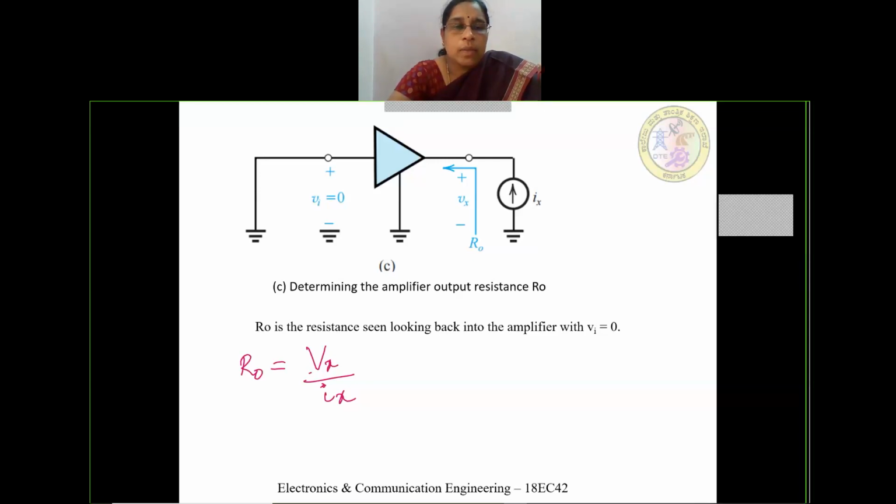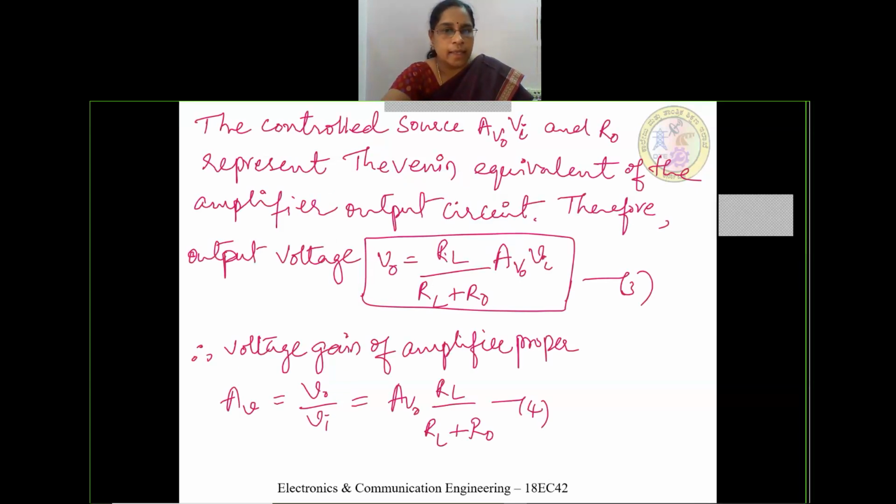So R naught is the resistance which is observed by looking back into the amplifier by setting Vi equal to 0. Therefore, we have a general definition: R naught is Vx by Ix, where Vx is the voltage appearing at the output terminal and Ix is the current at the output terminal.